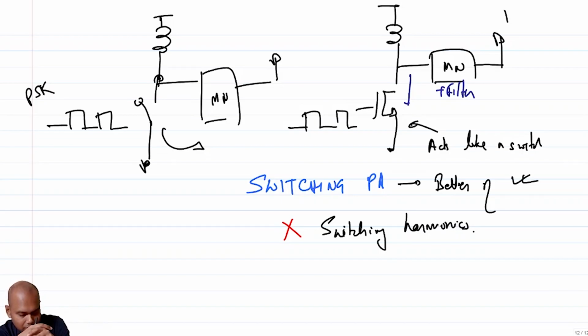But if you are limited by the amount of passives that you can use for filtering, then you have to deal with a lot of out of band harmonics, and hence in many cases where out of band emissions and harmonics are of importance, switching power amplifiers are not used. But having said that, there are many IoT based applications where switching power amplifiers are used, because the out of band emissions that you will have to deal with, the regulatory aspect of it, will be much lower, right? I think that's all we have to talk about PA.